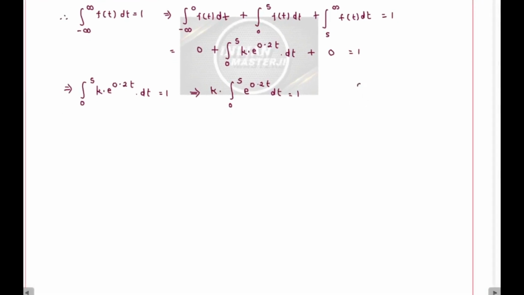Now you might have studied that integration of e raised to ax plus b with respect to x is equal to e raised to ax plus b divided by the coefficient of x, plus some constant c. You might have studied this in integration in pure math 1 or in pure math 3, correct?